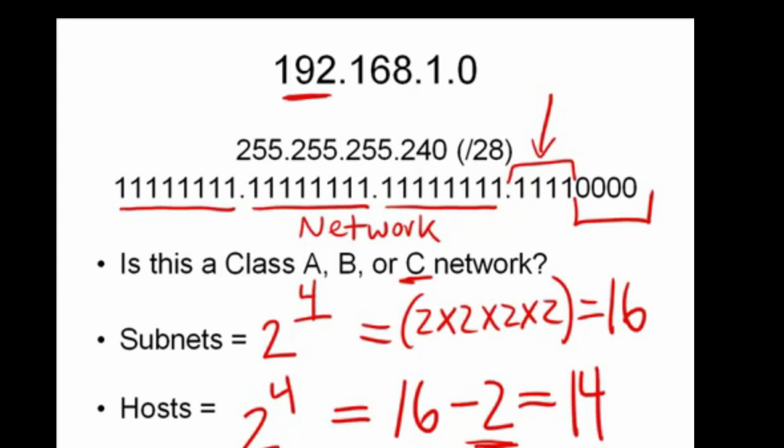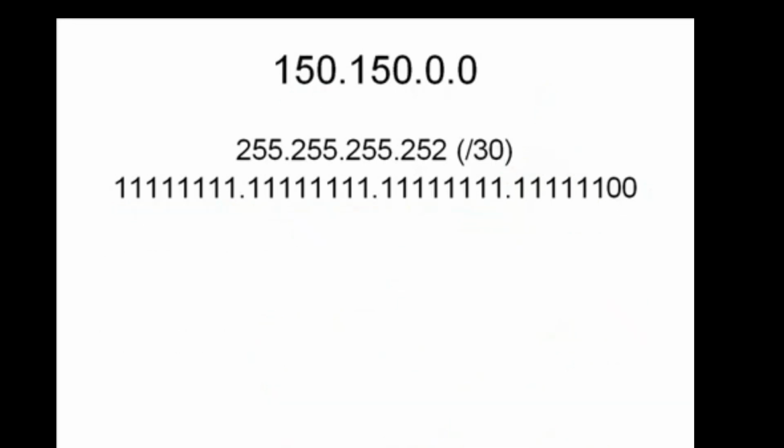Let's go ahead and look at another example. Here we're going to look at 150.150.0.0. That is our network number, and the subnet mask we're going to apply to it is here, 255.255.255.252, which is known in prefix notation as a /30 because we're adding up all the 1 bits in the subnet mask, and there are 30 of them.